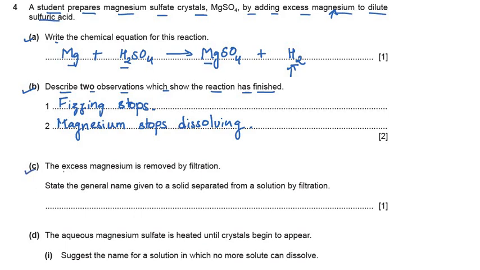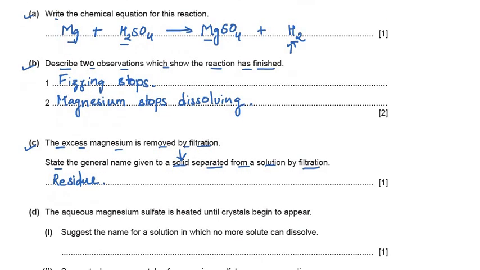Let's go ahead with sub question C. It says the excess magnesium is removed by filtration. State the general name given to a solid separated from a solution by filtration. So after filtration, what we are asked is a general name of the solid remaining after filtration, and the general name for the solid remaining in the filter paper is called residue. So here we write residue in the question.